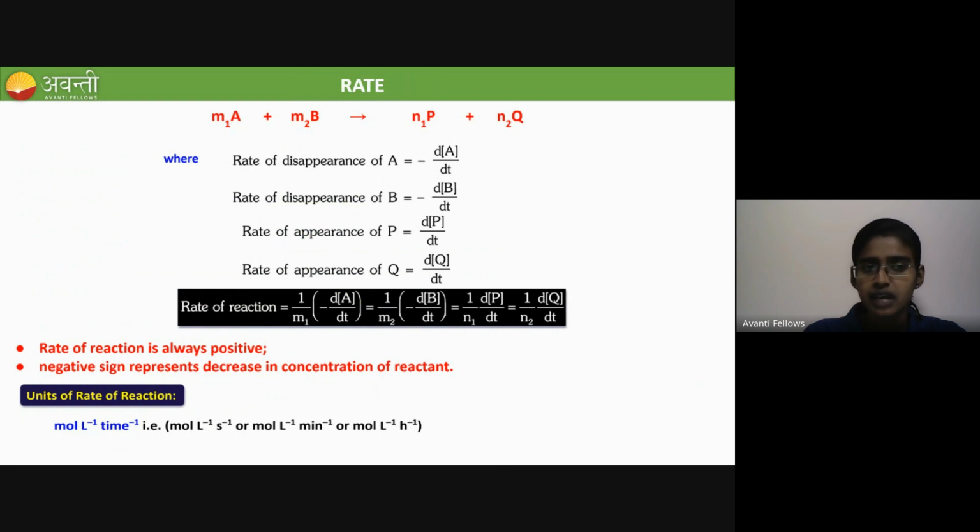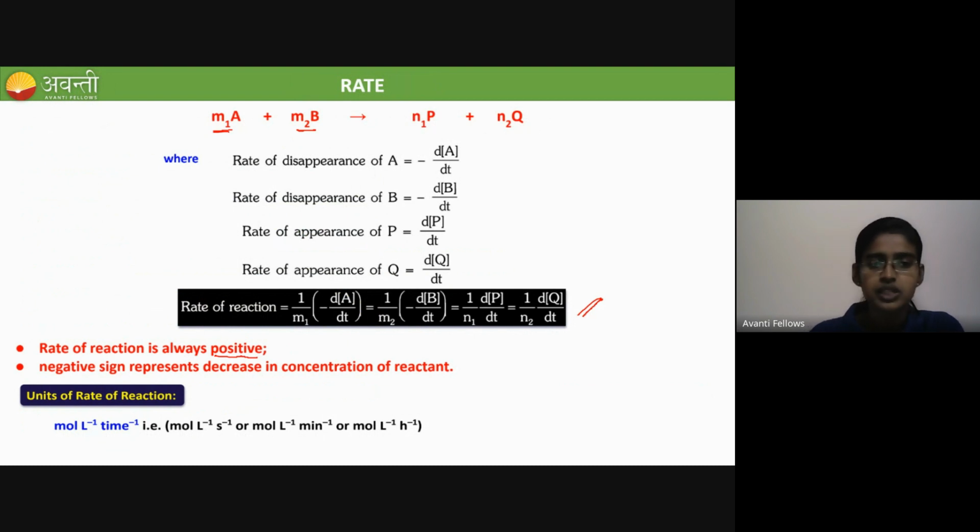Since we have m1 moles of A and m2 moles of B, that stoichiometric coefficient has to go to the denominator. So it is 1 by m1 into minus dA by dt, which is equal to 1 by m2 into minus dB by dt, equal to 1 by n1 dP by dt, equal to 1 by n2 dQ by dt. This is how we write the rate, and all of these rates are equal, as you can see from the equal to symbol. The rate of the reaction is always positive. The negative sign represents the decrease in the concentration of the reactant.